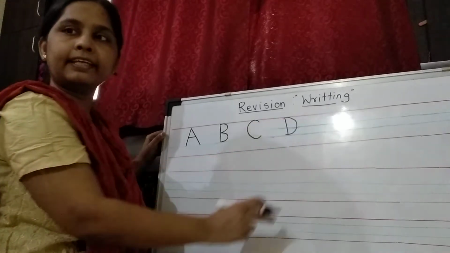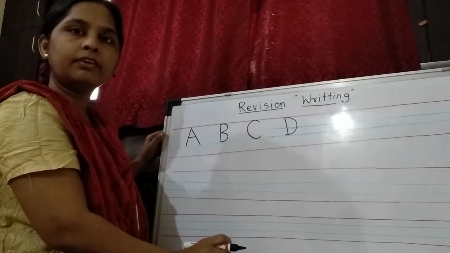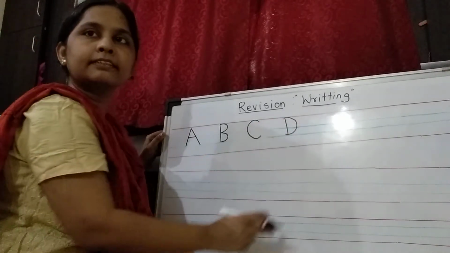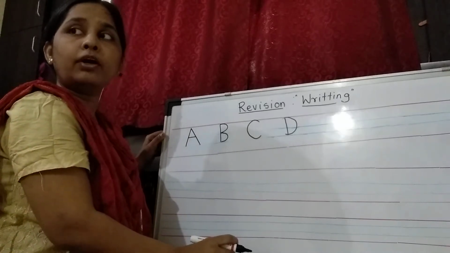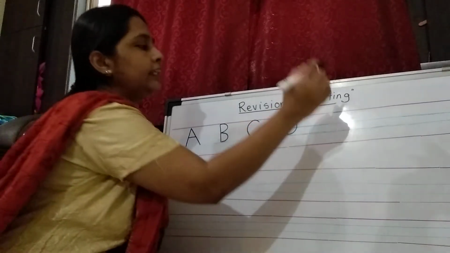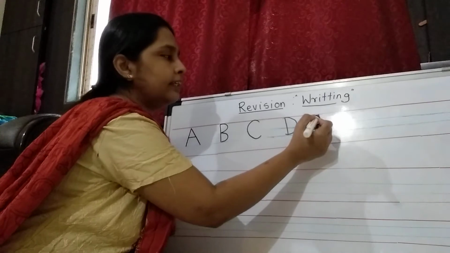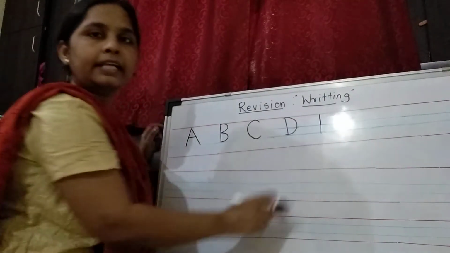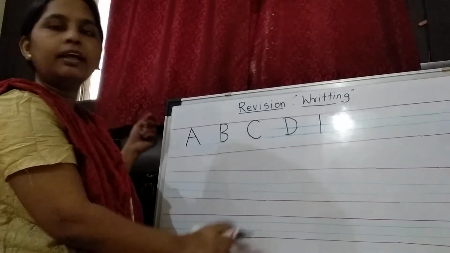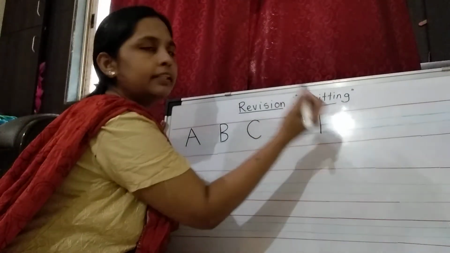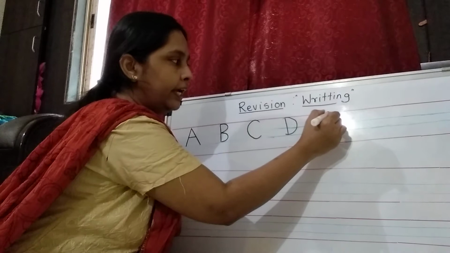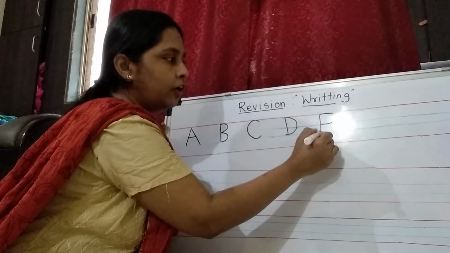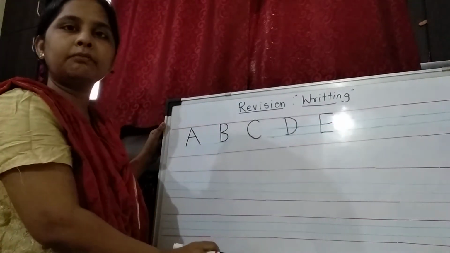After D, next letter is? Come on, children. After D? E. So, E is very easy. Red to blue line, standing line. Three sleeping lines: on red, on first blue, on second blue. It becomes E.